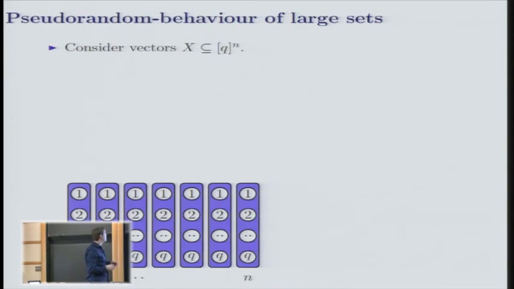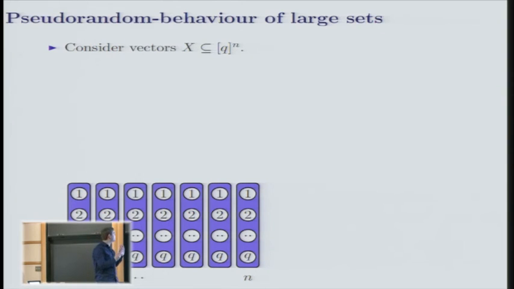Now let's imagine that we have some vectors. So we are away from matchings and cuts and so on. Let's imagine that we have a set of vectors, and let's say the vector is n-dimensional, and the entries are between 1 and q, and imagine that q is some constant. You can imagine q is 2 if you like, so it already makes sense there.